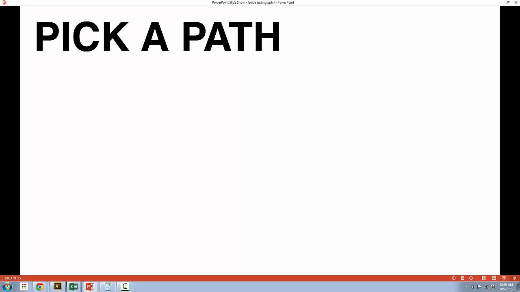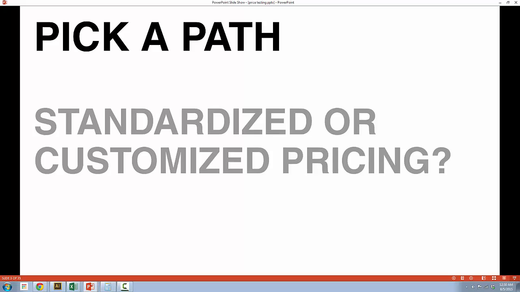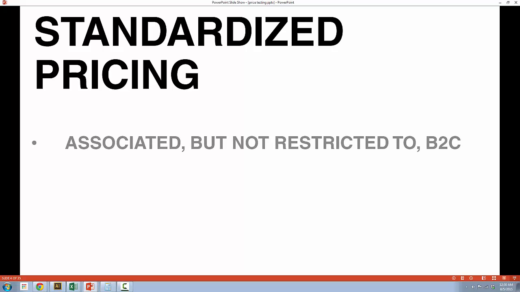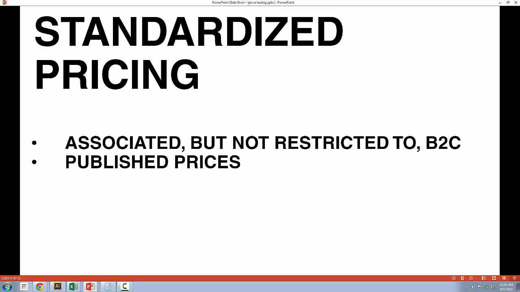So here we go. First thing you need to do when picking your pricing strategy is understand, are you using standardized pricing for everyone, or are you using customized pricing for individuals? So the difference is really simple. Standardized pricing is typically associated with B2C sales, but it's not restricted to. So I'm not calling it B2C sales, I'm calling it standardized pricing. I'll tell you why in a little bit, but it's basically where you have a published price, and the price is the same for everybody.